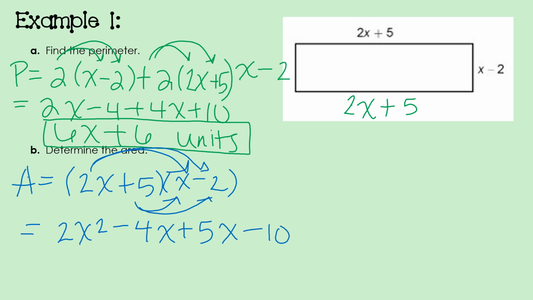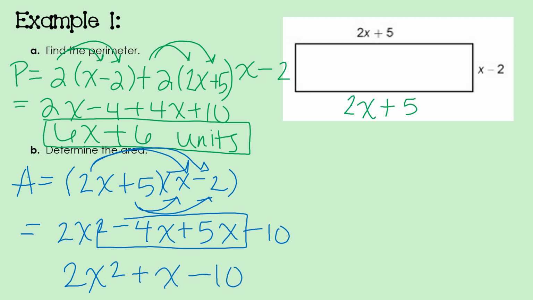Now I'm going to combine like terms. 2x squared does not have a like term. However, negative 4x and 5x can be combined to give us x. Negative 10 does not have a like term. I need my units. Again, no unit was provided, so I'm going to write the word units or put a U. This is area, so it should be squared.